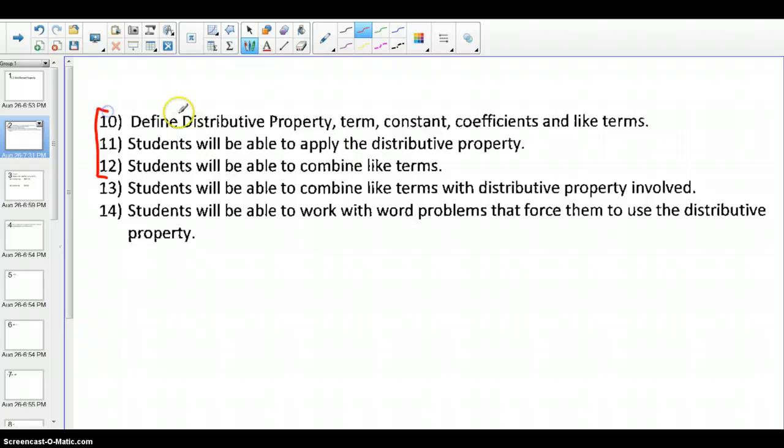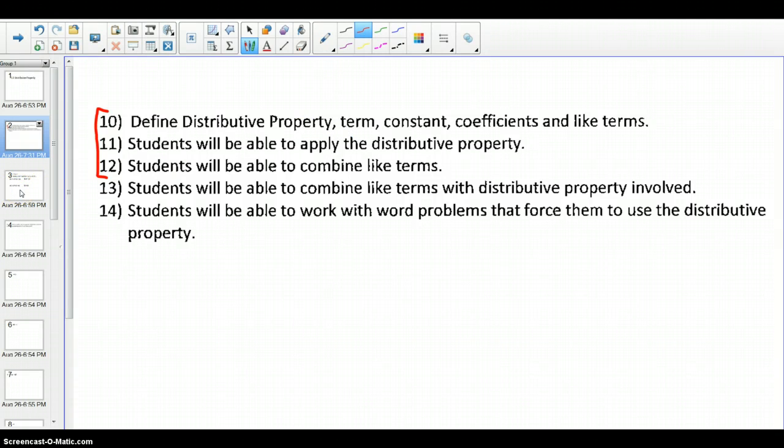We want to be able to learn how to define what the distributive property is. We want to look at what terms are, constants, coefficients, and what like terms are. Those are the terms that we're looking at today. And hopefully, by the end of this lesson, you'll be able to apply the distributive property to a specific set of problems, which I'll do, and then you guys will practice after I'm done. And then you guys will also be able to combine like terms, and you'll know what that means.